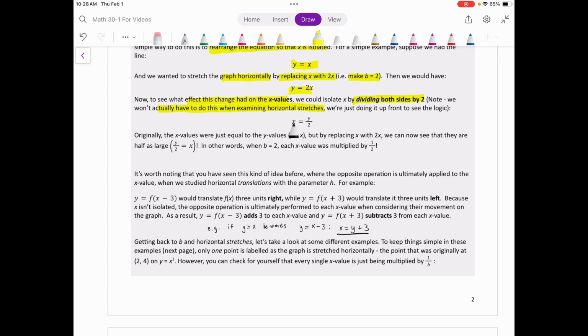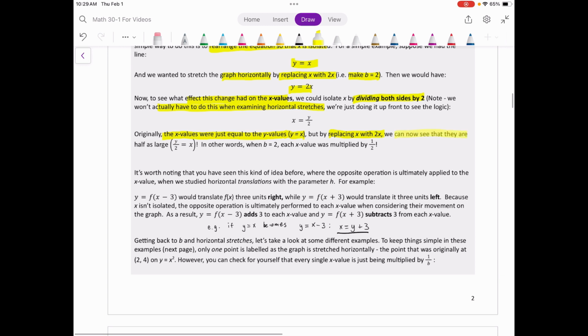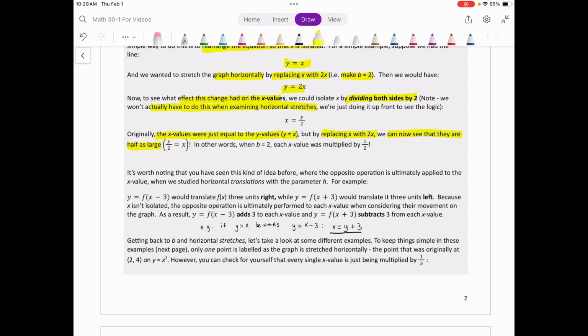Let's isolate our x. And look at this. By replacing x with 2x, we can now see what happened to our x's. They're now not equal to y like they were before. They're equal to y over 2, 1/2 of y. Originally, the x values were just equal to the y values. It was y equals x. But by replacing x with 2x, we can now see that they're actually half as large. Not twice as big, half as big. Now x is equal to not y, but y over 2.